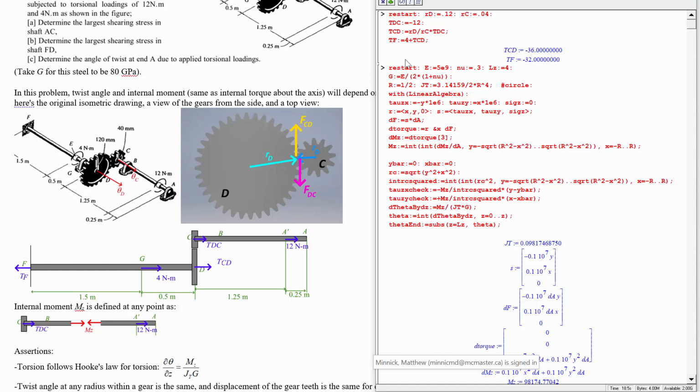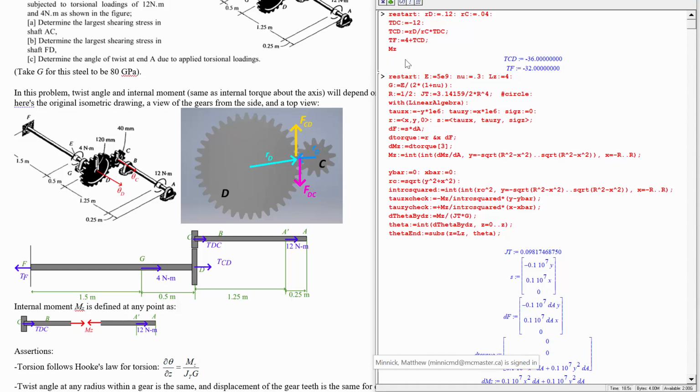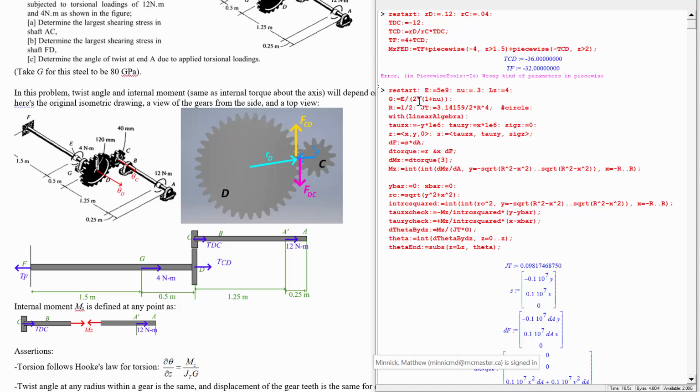So we could say MZ for FED is equal to, let's see, TF plus piecewise negative 4 as long as Z is greater than 1.5, and then we're going to add another piecewise of negative TCD if Z is greater than 2 meters. So that'll be MZ FED.